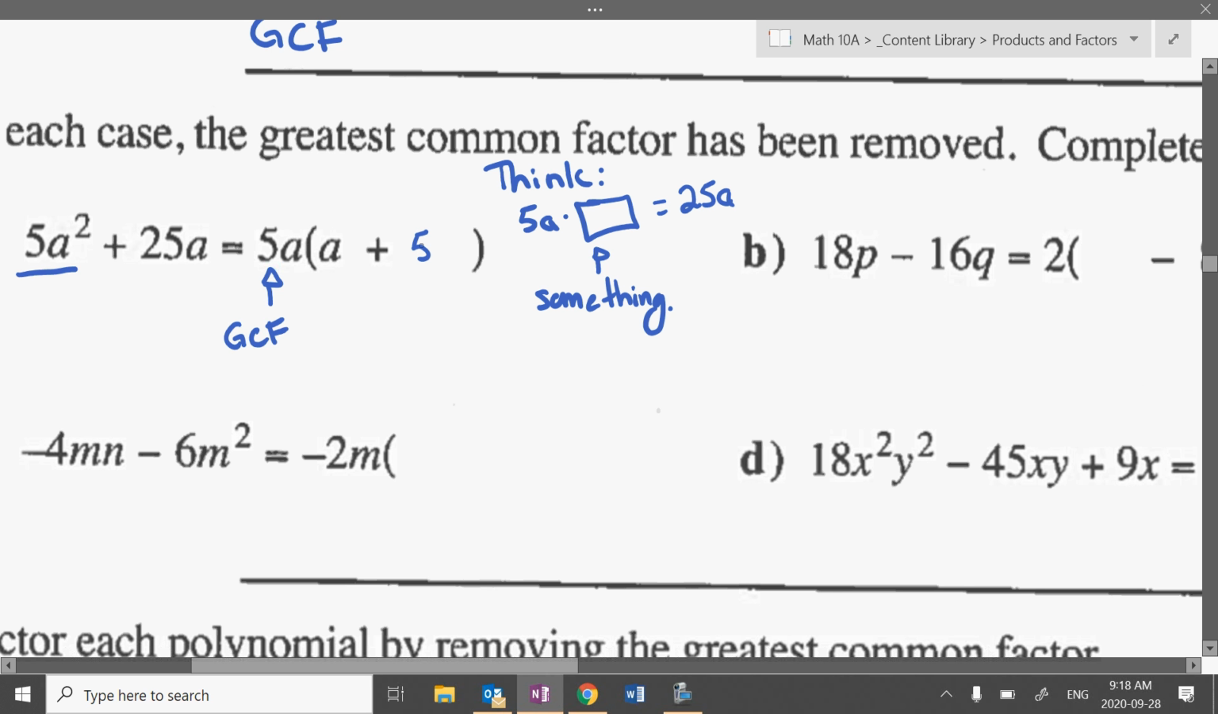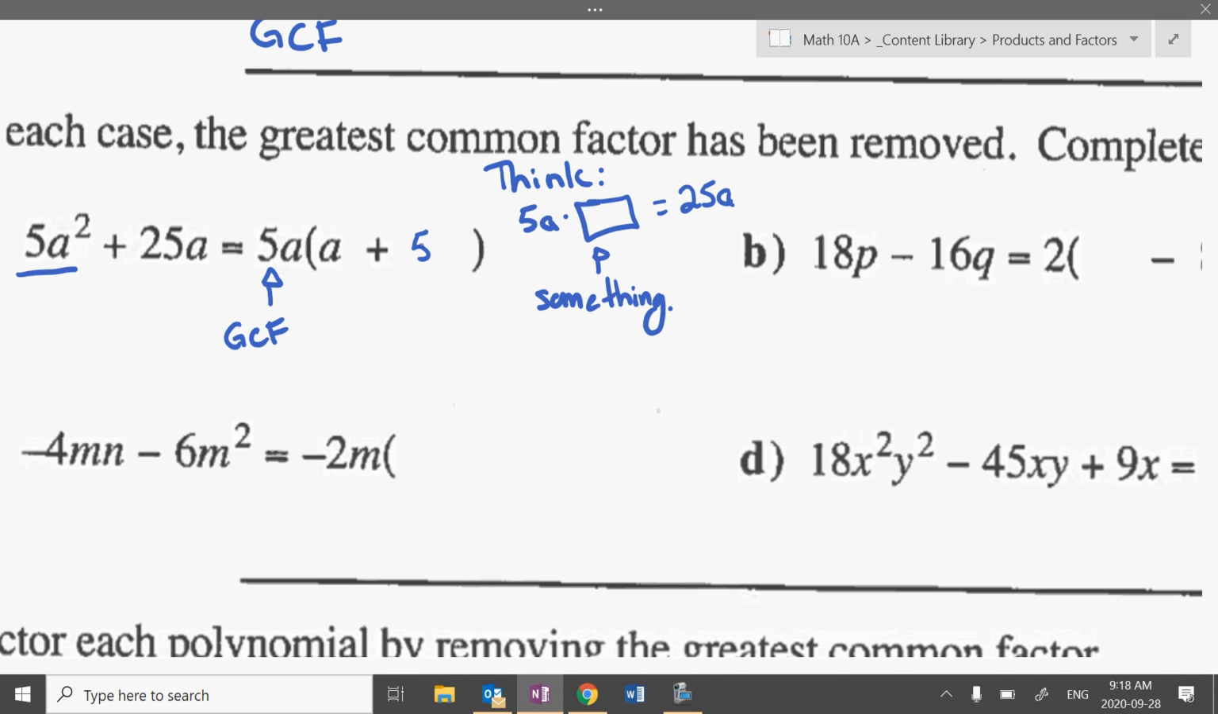What is this something? It's just going to be 5, right? Our a is already out front on the original 5a. So 5 times 5 gives us the 25. That a just kind of tags along.